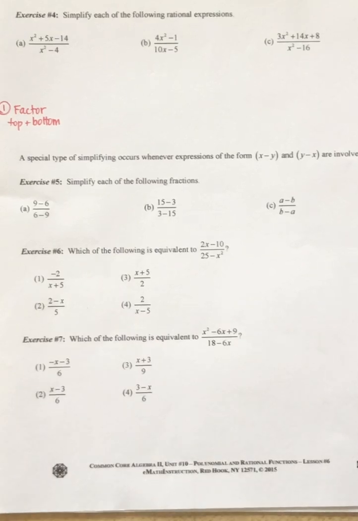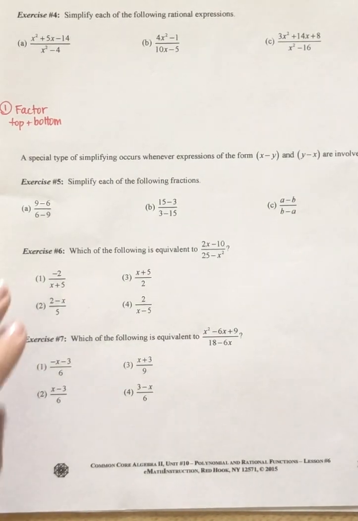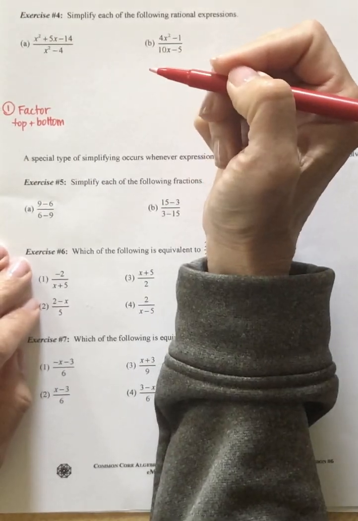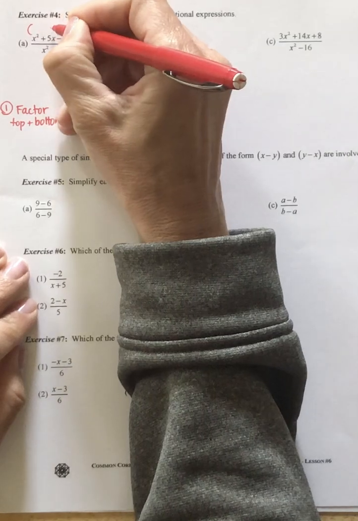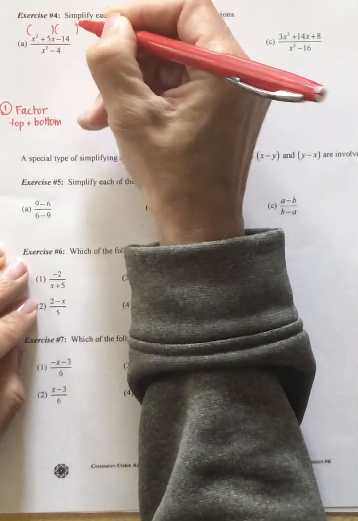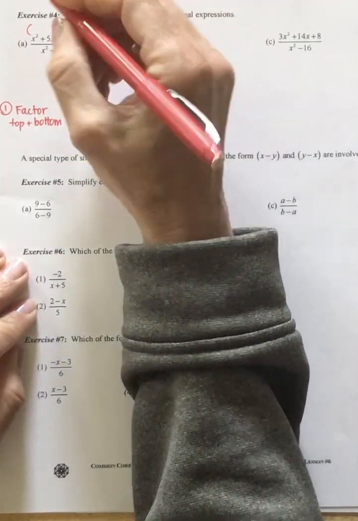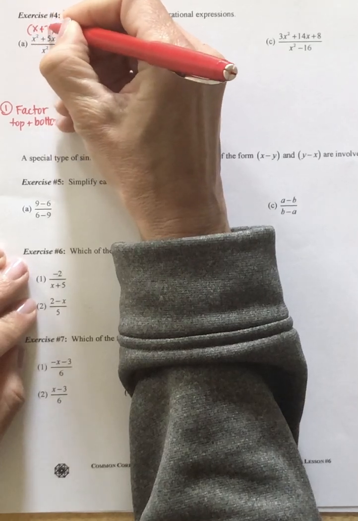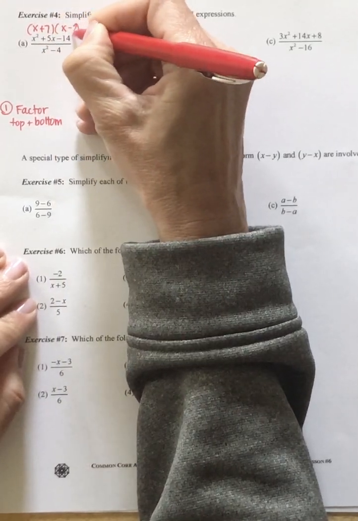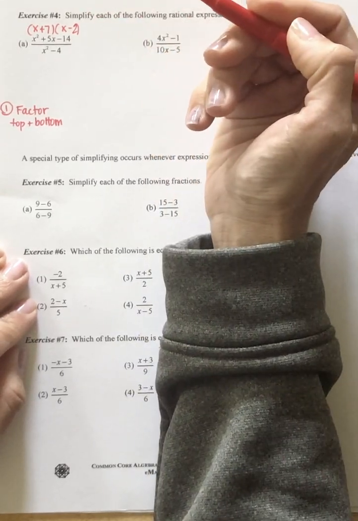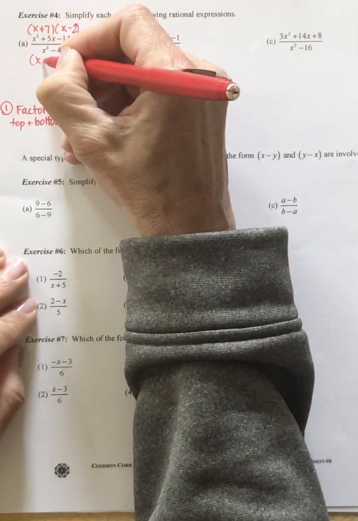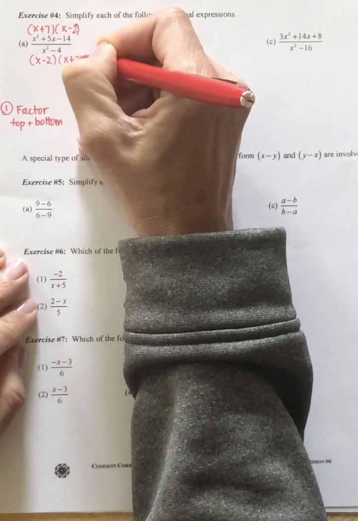So if you look at the top in A, the top in A is a trinomial. So you want to multiply to a -14, add up to a +5. The two numbers that are going to do that would be a 7 and a 2. Bigger one is going to be positive. So x plus 7, x minus 2 would be your factoring. On the bottom, you have difference of perfect squares. So x minus 2, x plus 2.